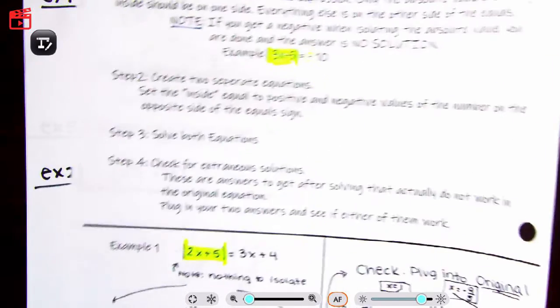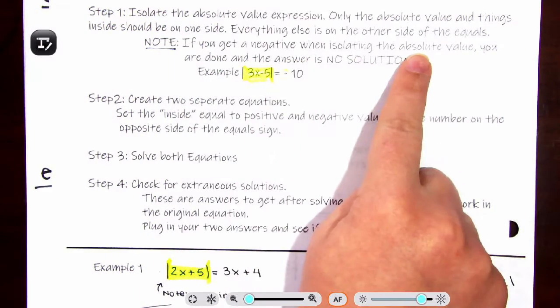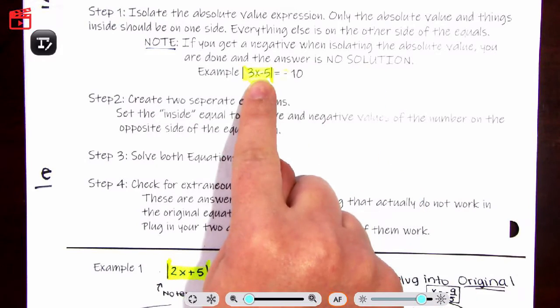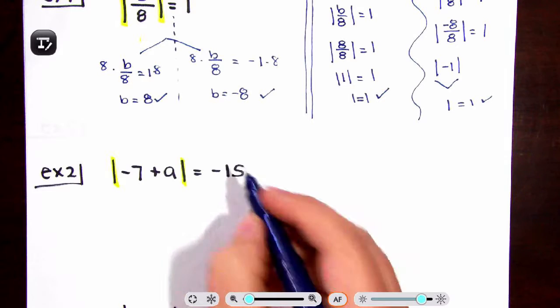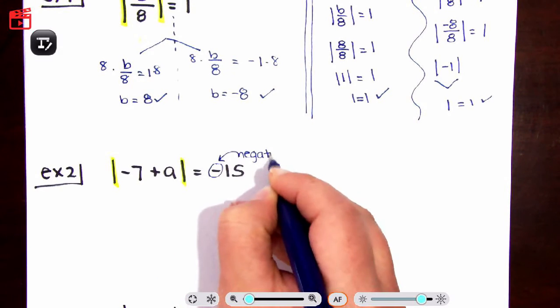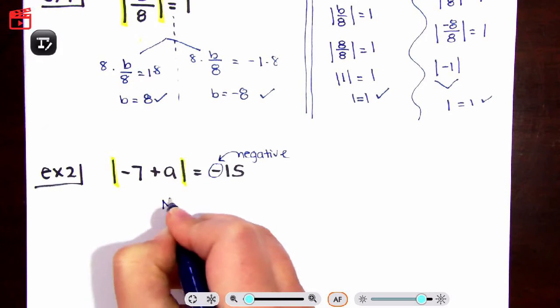For our note, it says, if you get a negative when isolating the absolute value, you are done and there's no solution. Meaning, if the absolute value is equal to a negative number, you are done, it doesn't work out. In this case, note that 15 is negative. Therefore, the absolute value is equal to a negative number and this is no solution.